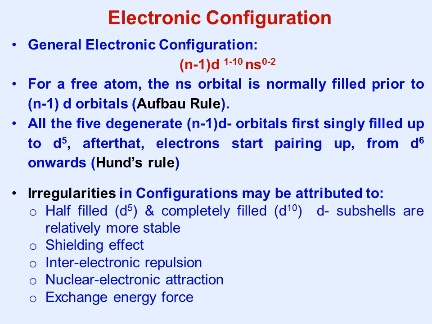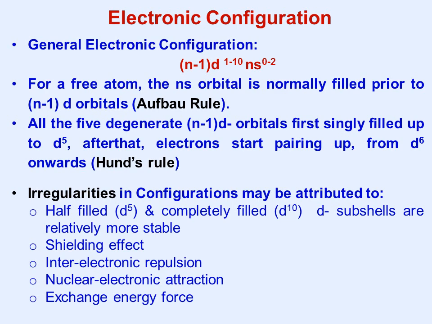For a free atom, the ns orbital is normally filled prior to the penultimate d orbital as per the Aufbau rule. All the 5 degenerate penultimate d orbitals are first singly filled up to d5 configuration. After that, pairing of electrons occurs from d6 onwards as per Hund's rule.